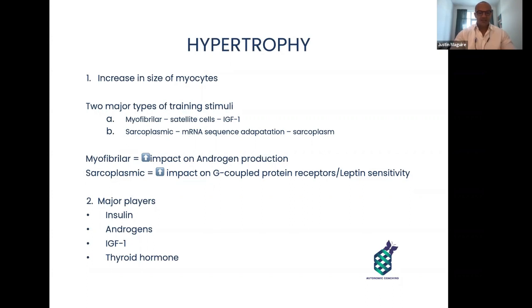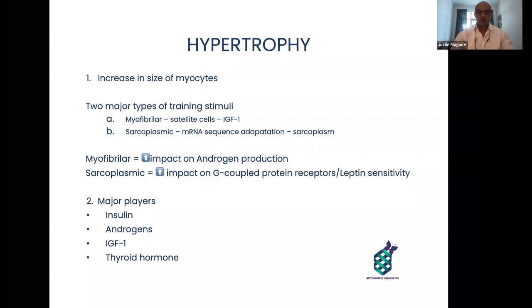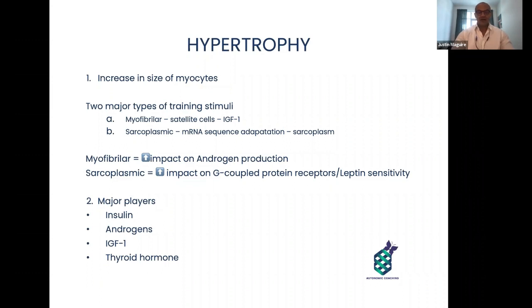So, in essence, the difference between the two types of hypertrophy: myofibril has more of an immediate impact on androgen production, whereas sarcoplasmic will have a greater impact on facilitating G-coupled protein receptors, which will increase the release of growth hormone and hormone-sensitive lipase. In turn, this will also have a positive impact on leptin sensitivity if kept within measurable checks and balances and quantity.